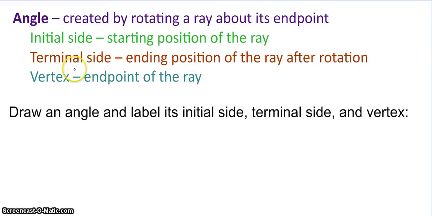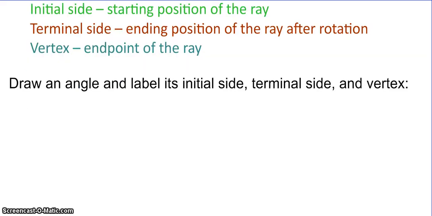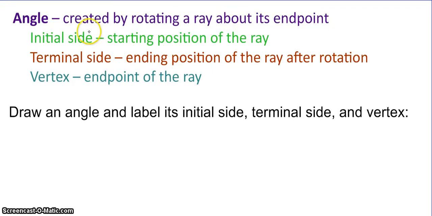You should be familiar with the term vertex. Triangles have vertices. Any polygon actually has vertices. Those are the corners, but the official math term is vertex or vertices. When we're talking about a specific angle, it is a vertex. So draw an angle and label its initial side, terminal side, and vertex. If we look again at the definition here, an angle is created by rotating a ray about its endpoint. The endpoint is the vertex.